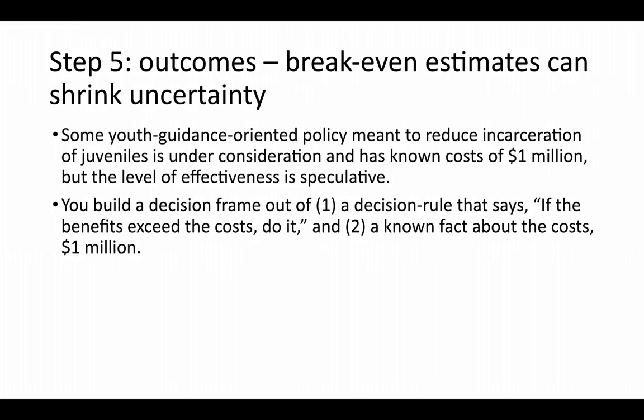All right, so when we project outcomes, we can also make break-even estimates. That will shrink the uncertainty. So let me give you one example. Let's say some youth guidance-oriented policy meant to reduce incarceration of juveniles is under consideration and has known costs of 1 million. But the level of effectiveness is speculative. So you build a decision frame: if the benefits exceed the costs, then do it. And you also know the fact that the cost is 1 million.